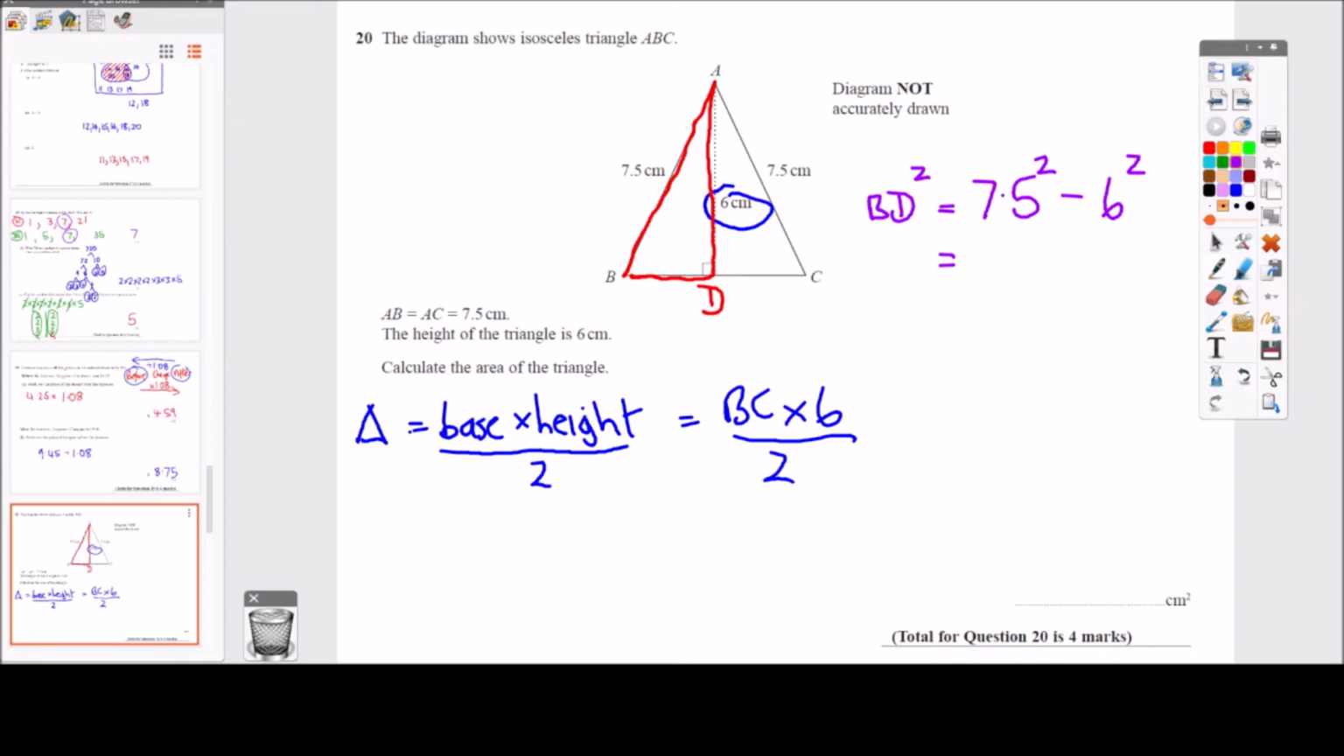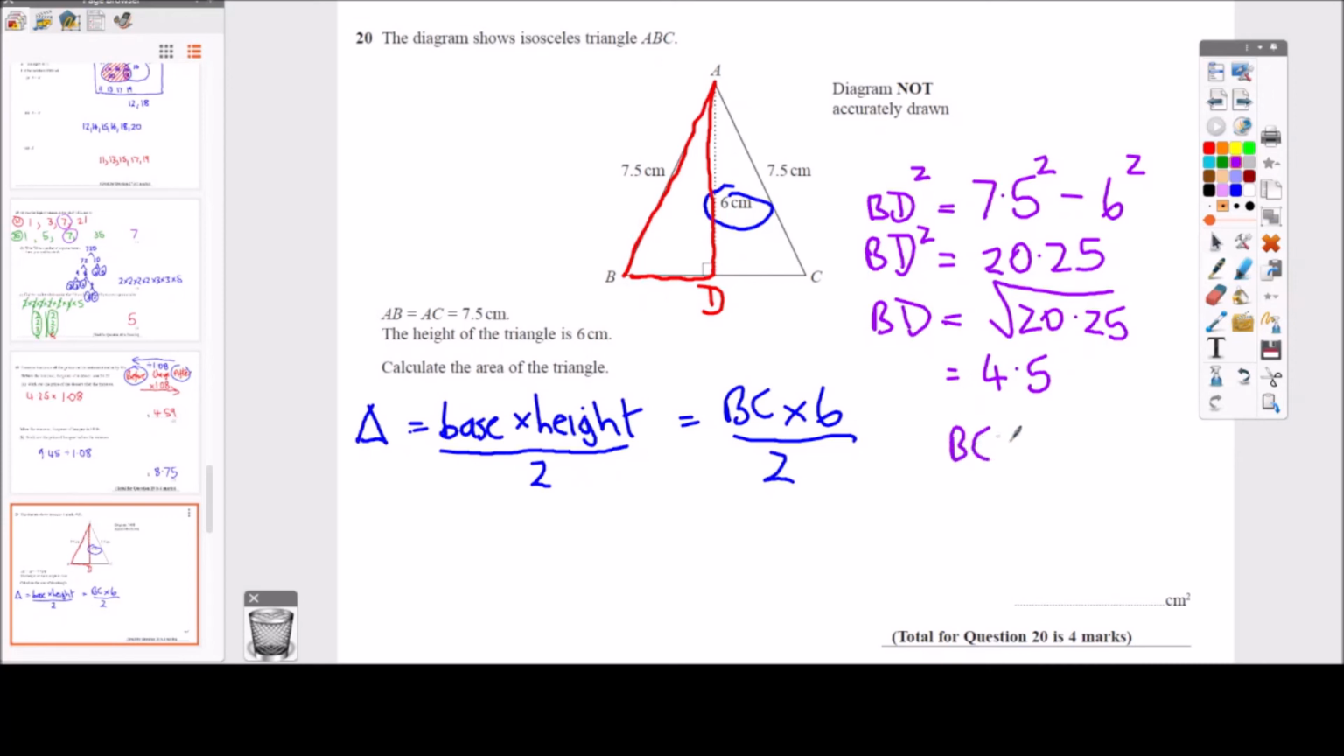7.5 squared take away 6 squared, we get 20.25. Now, that is what BD squared is, but we want BD, not BD squared. How do you undo a squaring? You square root. So BD is going to be the square root of 20.25. So I've already got 20.25 in my calculator, so I'm going to go square root answer, and I get 4.5. So if B to D is 4.5, then B to C is going to be double this. It's going to be 2 lots of 4.5, which is 9.